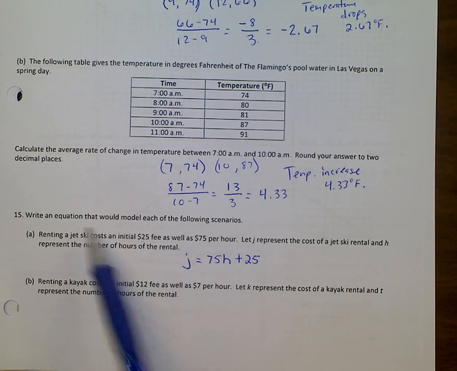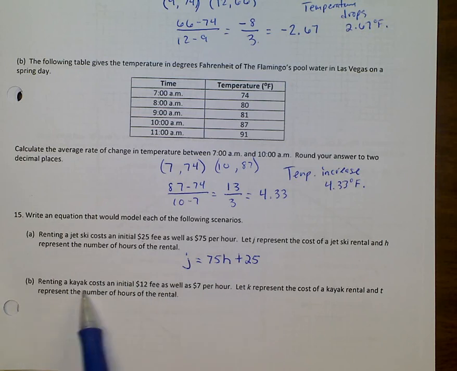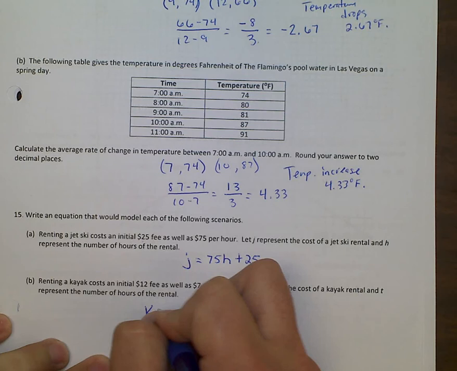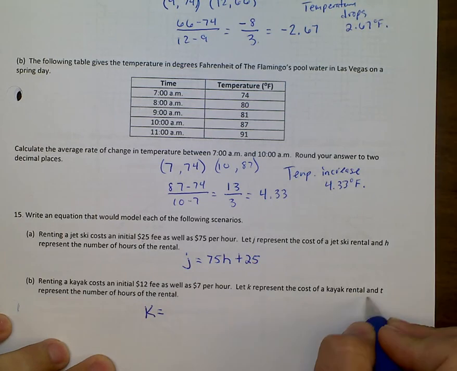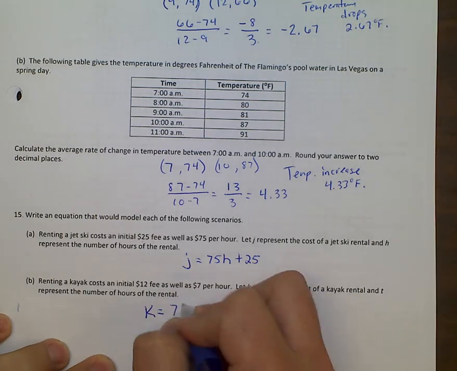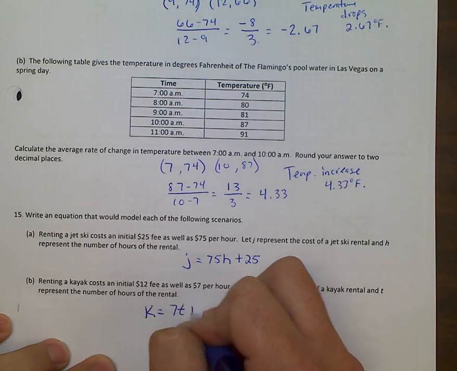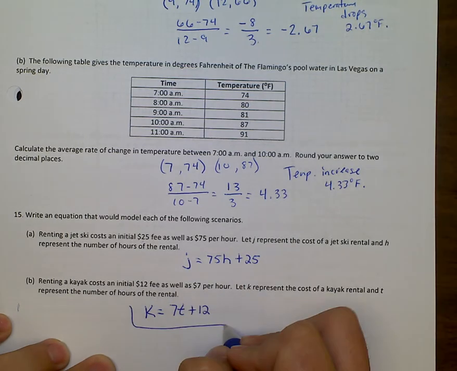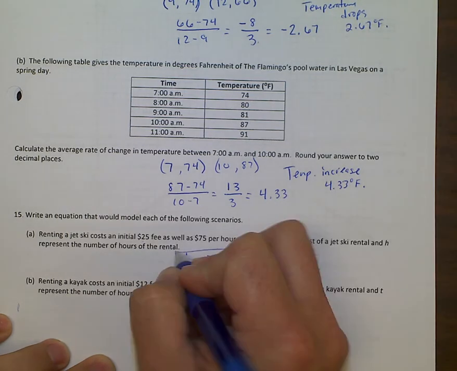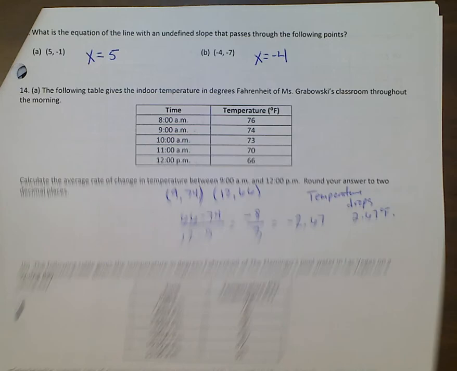Renting a kayak costs an initial fee of $12 as well as $7 per hour. K, the cost of the kayak, equals $7 per hour plus a $12 fee. Okay, so that's it. Okay, next page.